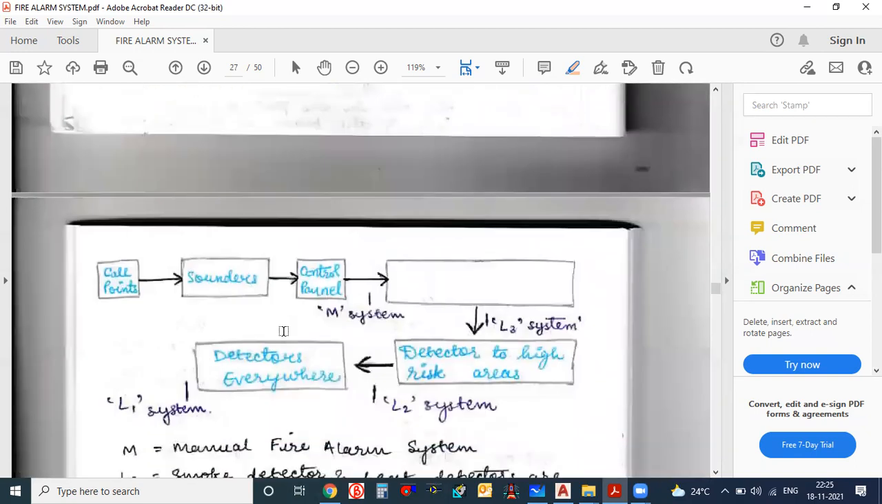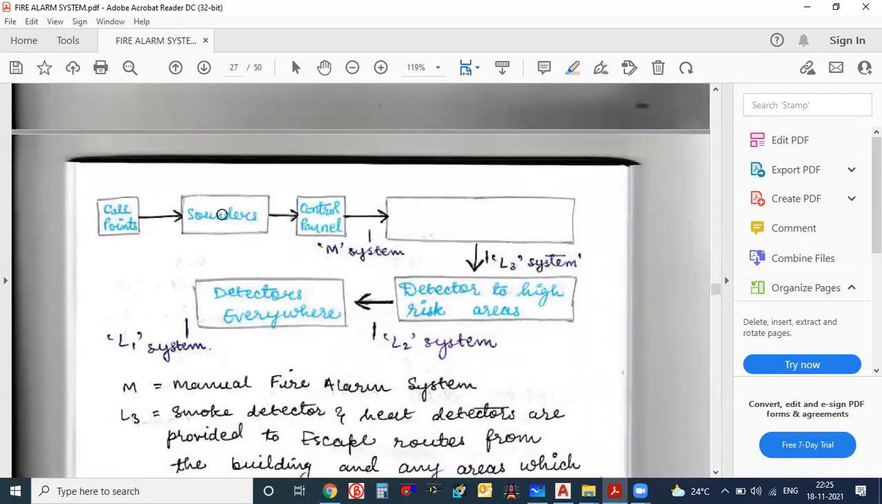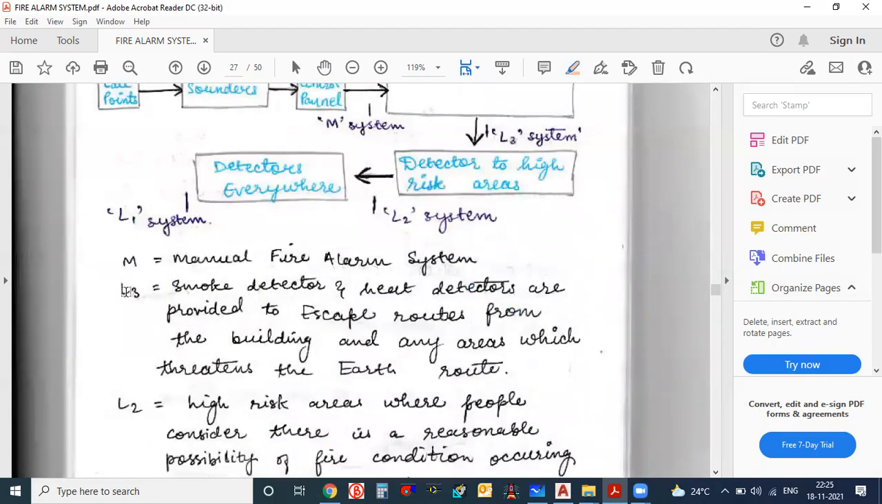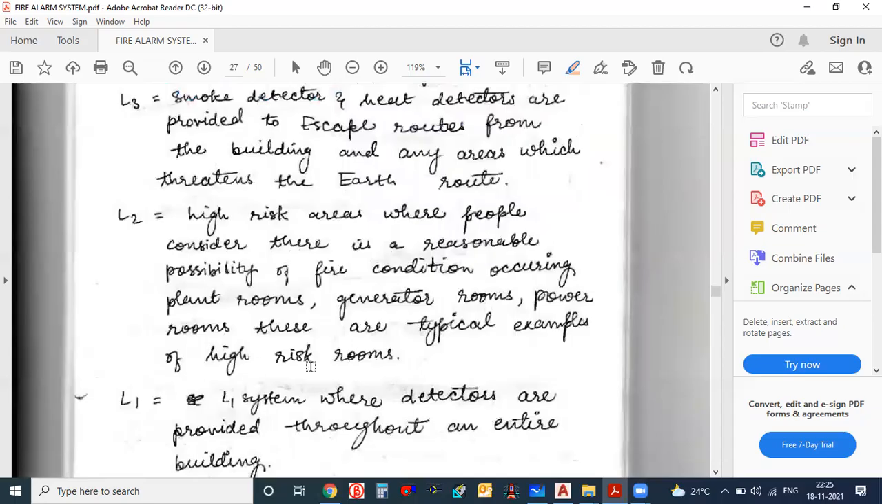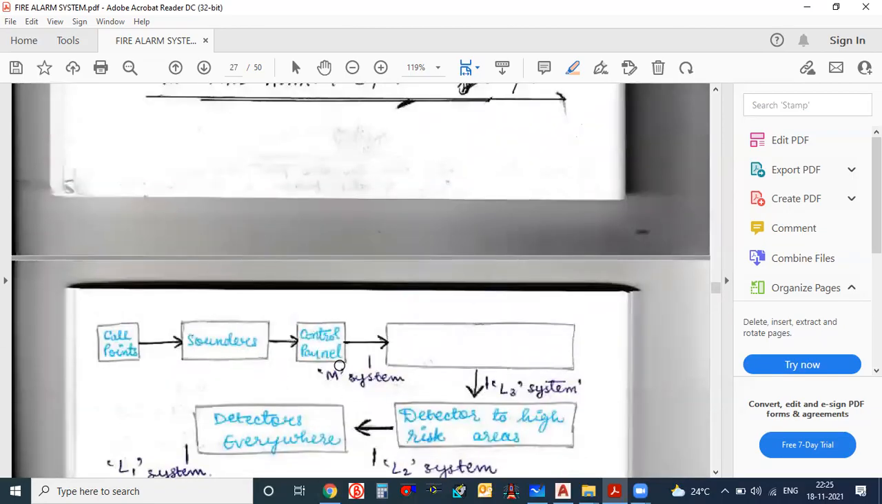Fire alarm system design. Call points to sounder, sounder to control panel, control panel to detector, to high risk area, to the detector everywhere. First, what happens? Call points will be activated. Then sounders will sound. Control panel, detector to high risk area, detector to everywhere. Something is written here: ML3, L2, L1.